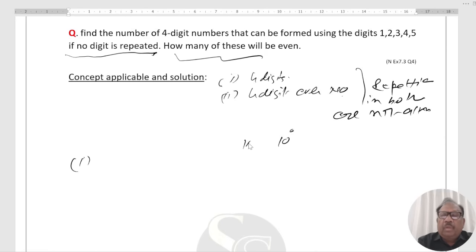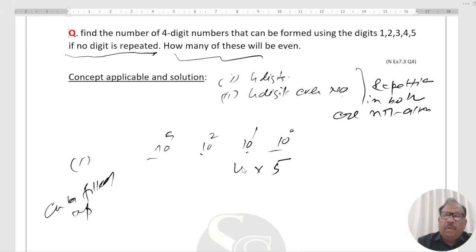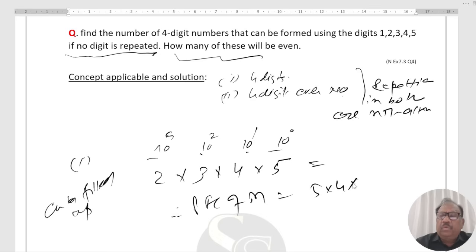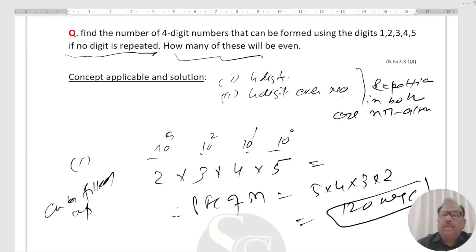Now, first case: unit place, 10th place, 100th place, 1000th place. First place, second place, third place, fourth place can be filled up in, how, 0 is not there, no condition, 5 ways, 4 ways, 3 ways, 2 ways. Total by FPC of multiplication, 5 into 4 into 3 into 2, that is 120 ways. First part का आंसर आ गया 120, right?